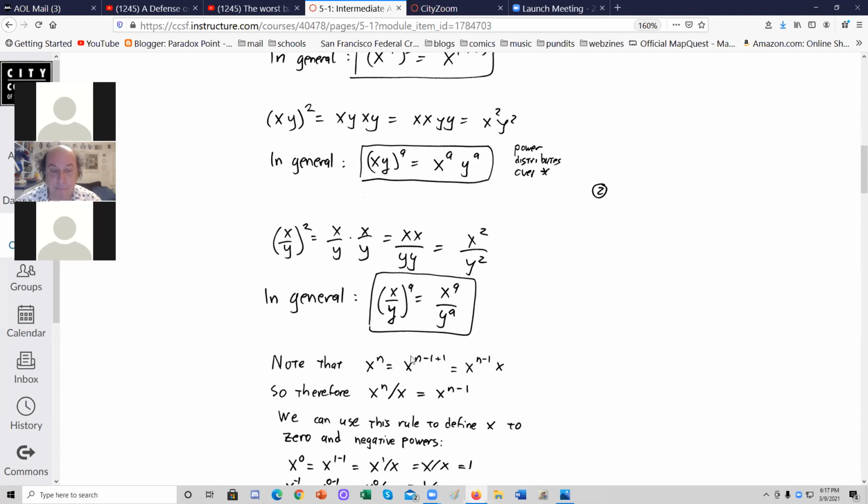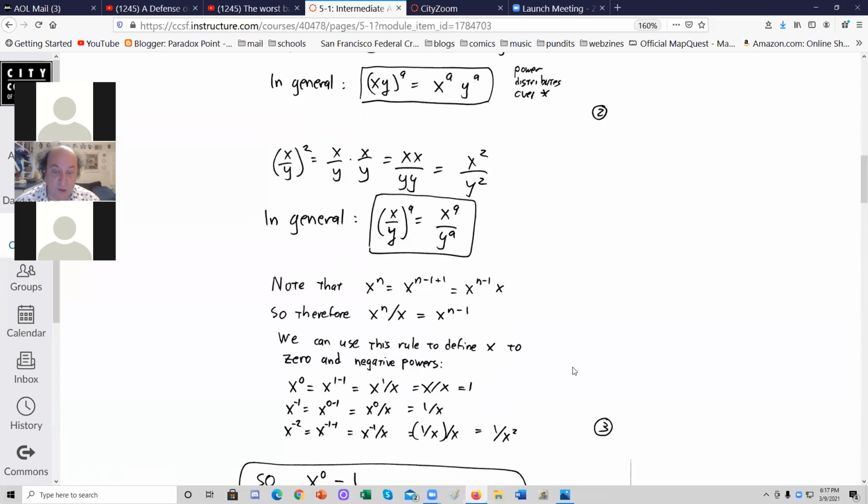Now, if we have x to the n, you can rewrite it as x to the n minus 1 times x, or in other words, x to the n divided by x is x to the n minus 1. This is a way of subtracting 1 from a power of x. Now, use this to define x to the 0 and x to negative powers.